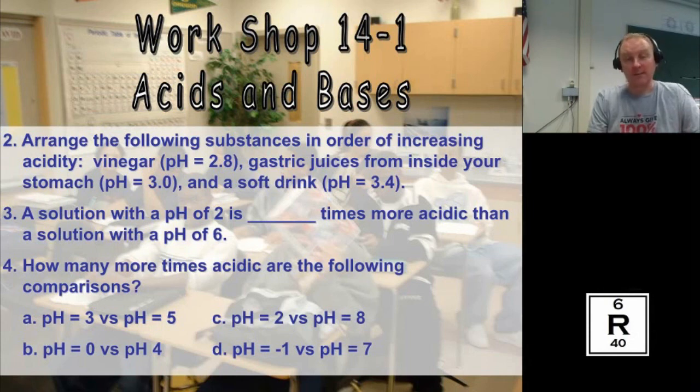How many more times acidic are the following comparisons? So we've got these here, and just like number 3, if there's a difference of 2, that would mean you would add 2 zeros. So this one would be 100 times more acidic. By the way, this one would be a magnitude of 4, a pH change of 4. So that would mean you'd have one with 4 zeros, which would be 10,000 times more acidic. I think you can figure out the rest on your own.